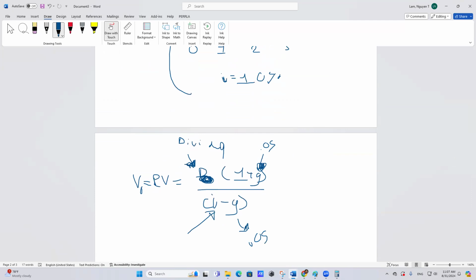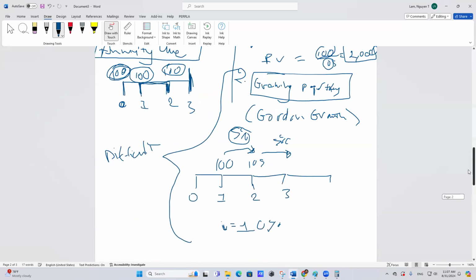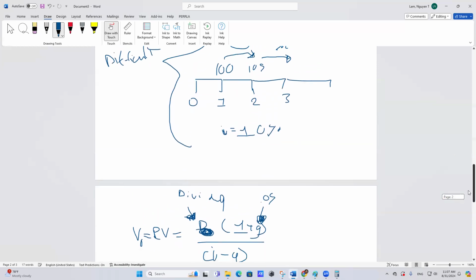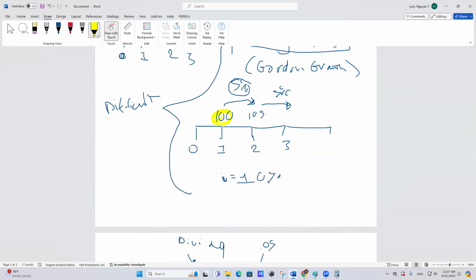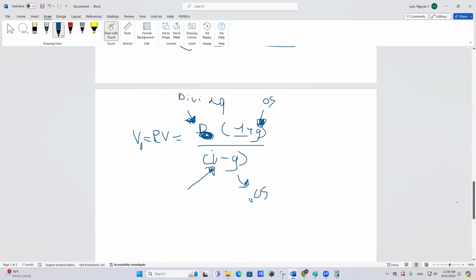What about this I right here? The I stands for discount rate, right? Let's say this $100. If you want to find the present value of that $100, then you have to discount it back, right? With some interest rate, with some discount rate. That discount rate right here is given as 10%. That's what I'm giving to you guys. So 0.1 is the interest rate. So remember there are two rates. One is the interest or discount rate, and the other is the growth rate.